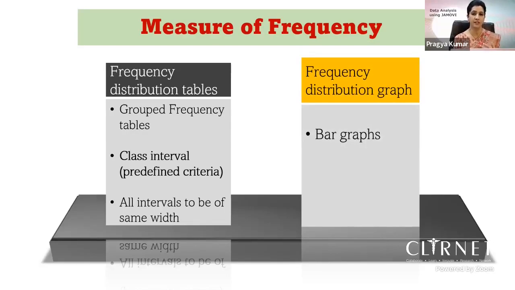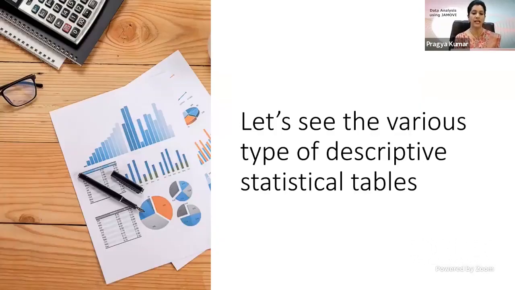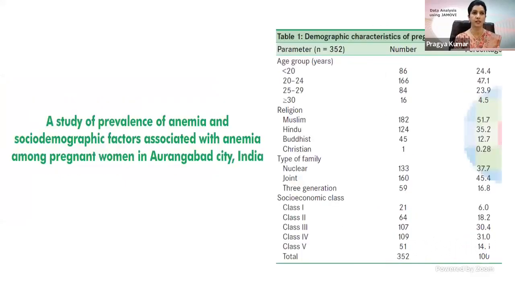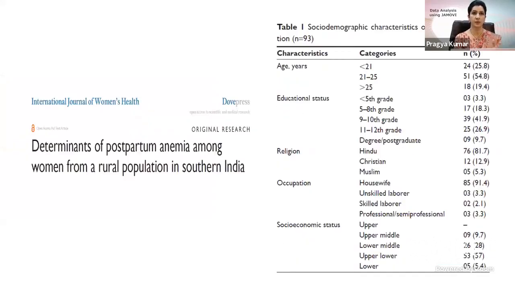And there are various types of bar graph. And we'll see in Jamovi how to plot the bar graph. So let's see various types of descriptive statistics tables. Like I said, your data analysis starts with your descriptive statistics. So this is one example of an overall frequency table. You can see here that there are 2 ways to express a frequency table.